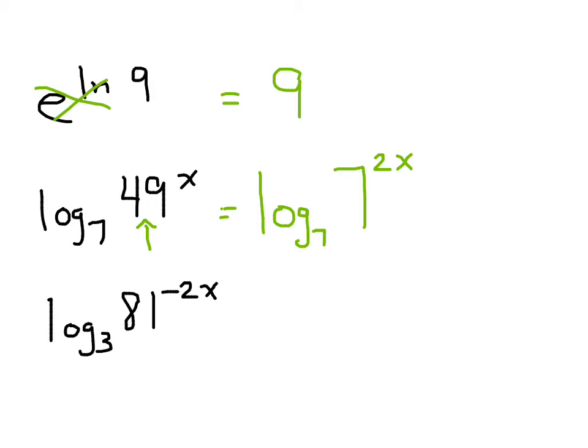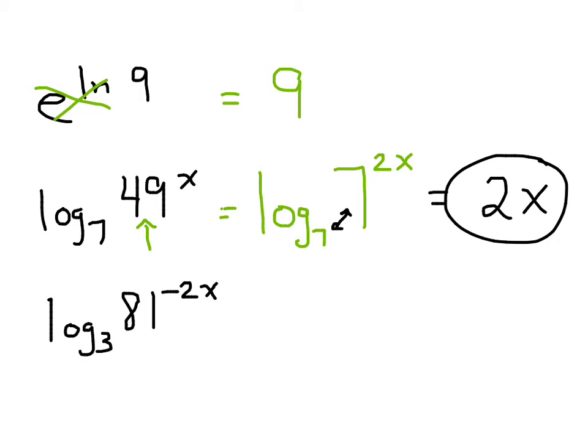Now, the way that this works out from here is if your bases are the same, meaning those two numbers that I'm pointing at are the same, they cancel each other out, and you're left with just 2x. The log goes away. So the answer is just 2x.